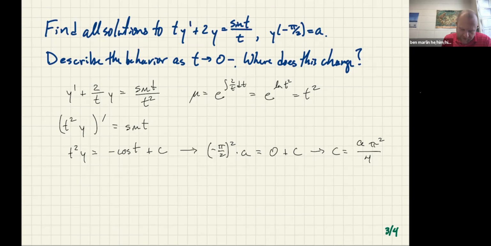But now, if we solve for y on this, we'll end up with minus cosine t divided by t squared, and then plus a pi squared over 4 t squared there, okay? And so we're going to describe the behavior and see what happens here. And it should be fairly easy to do that.